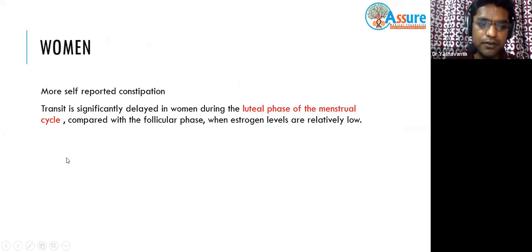In women, why is there increased constipation? There are two things. One, it is reported more by women, and transit is significantly delayed in women during the luteal phase of the menstrual cycle because of low estrogen levels.